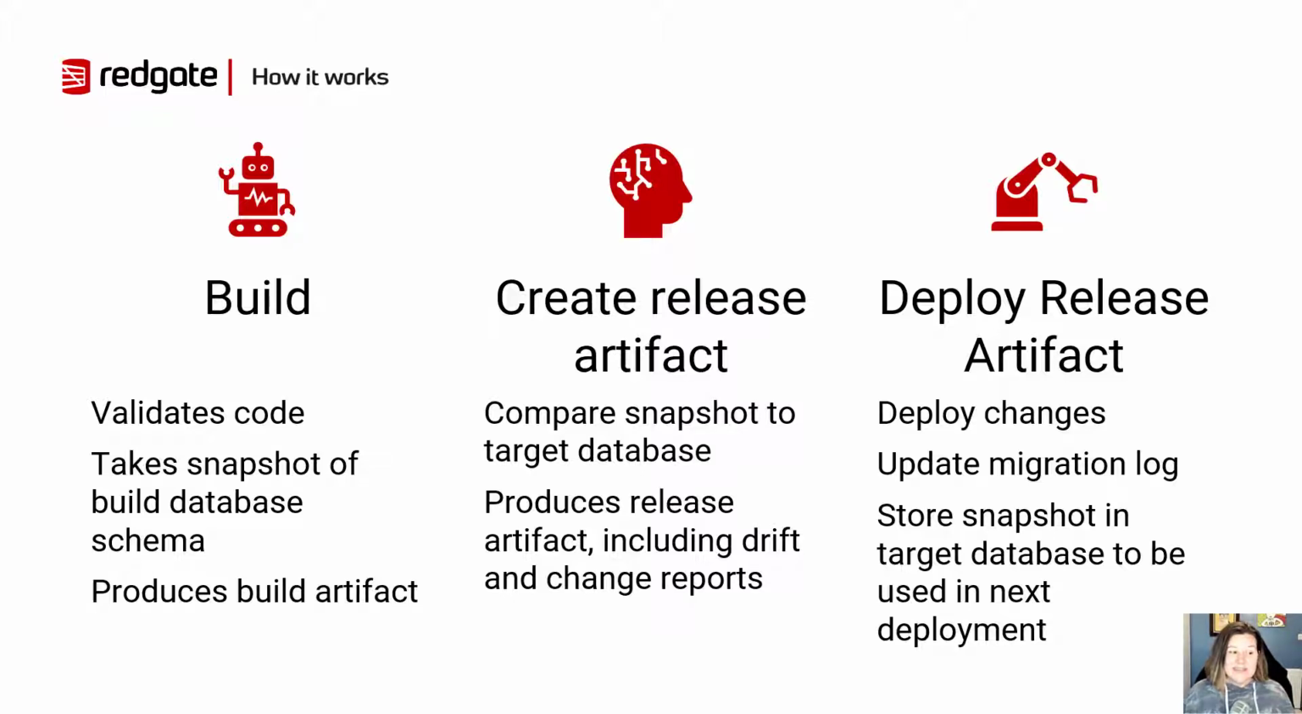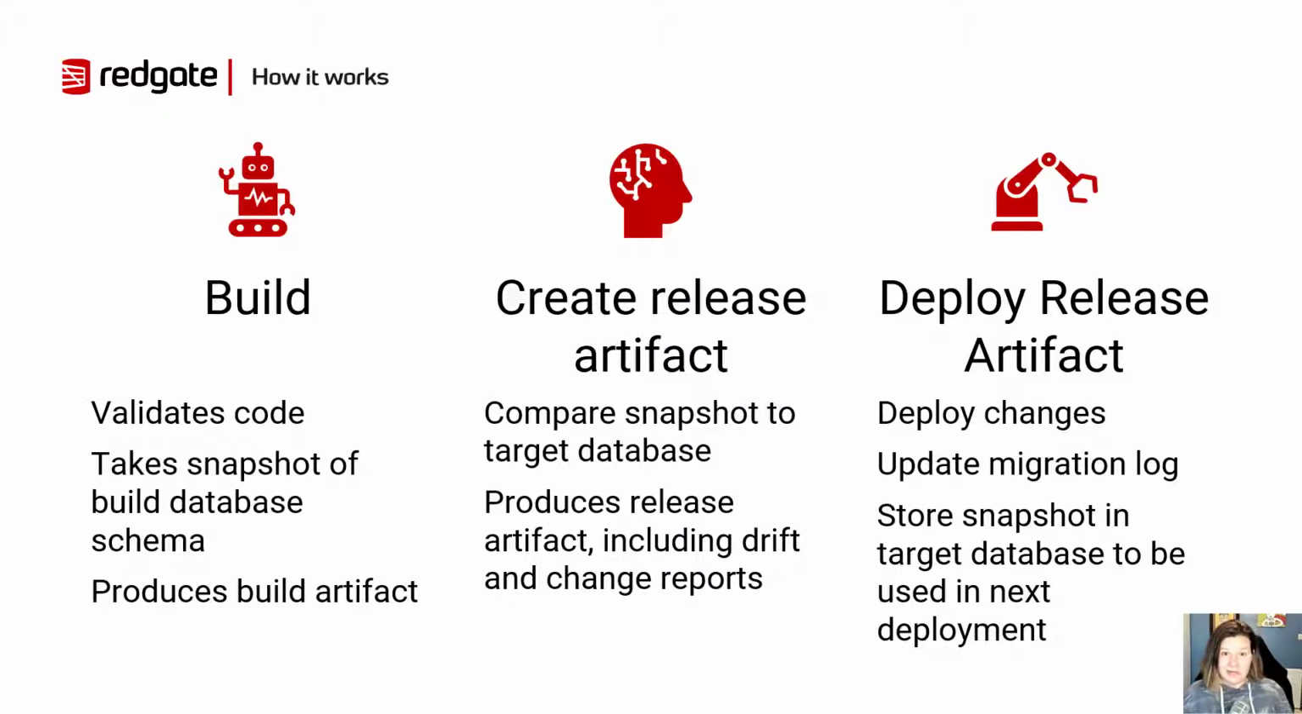At the end of this process, it takes a snapshot of what that schema of the database looks like at the end of the build. So what should the schema look like at the end of this deployment? And this snapshot is very, very useful for the purposes of reporting on changes and reporting on drift. And that snapshot is produced as part of the build artifact as well as the code in the project.